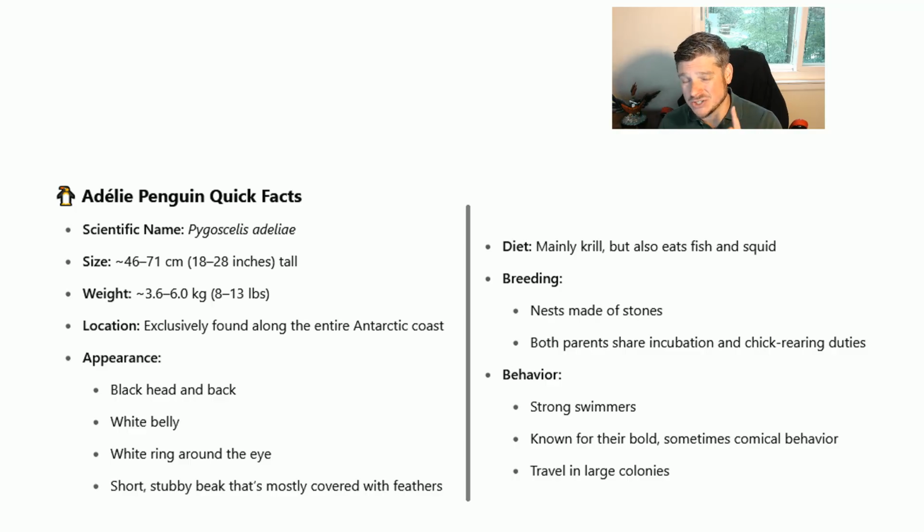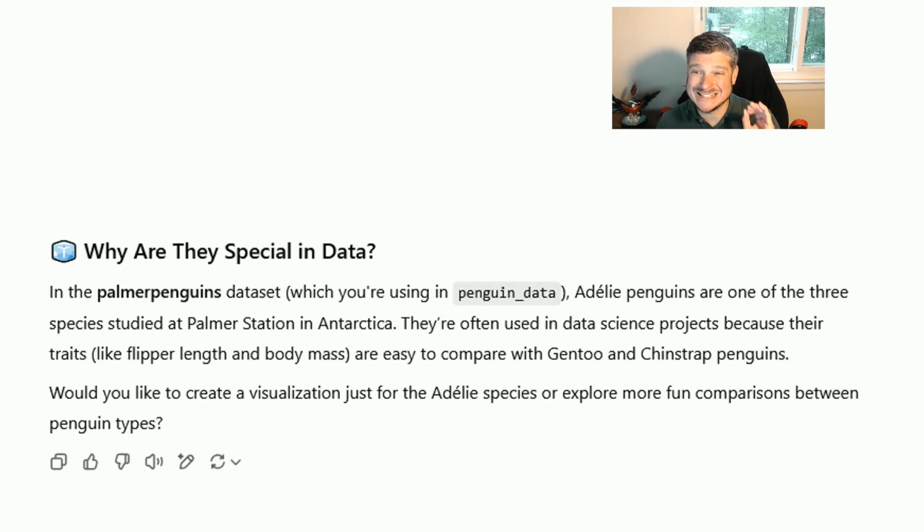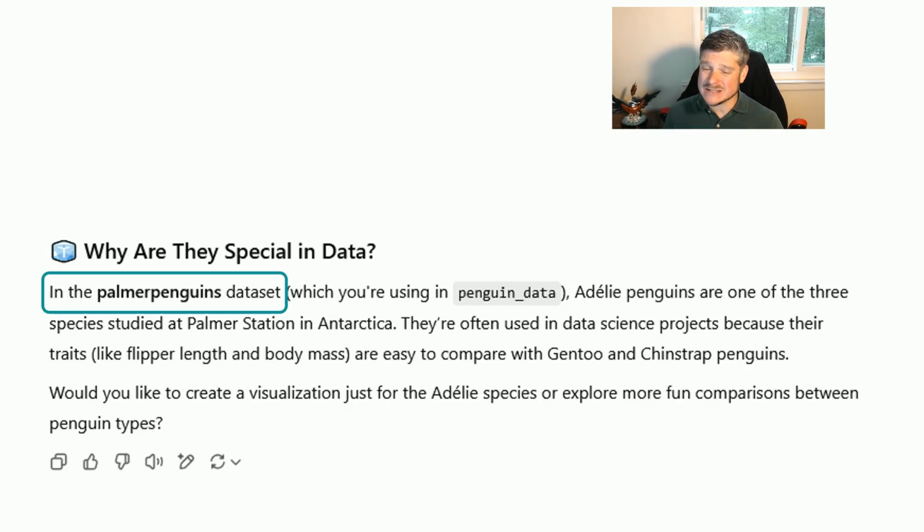Here's the part that I thought was really interesting. Why are they special in data? In the Palmer Penguins data set, which you're using in your penguin data. Now, I never told it that I was doing this. I never told ChatGPT I'm using the Palmer Penguin data, which is probably why my code actually worked to begin with. I was a little curious to see why it was actually able to make these graphs when you need to specifically define what your variables are. But ChatGPT just assumed that because it was penguins and because it was data and because it was the R programming language, it must be Palmer Penguins because, again, ChatGPT was trained on the internet.